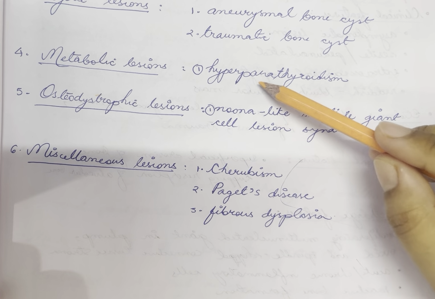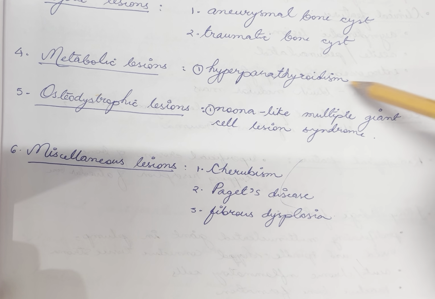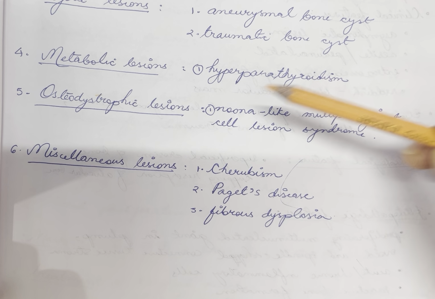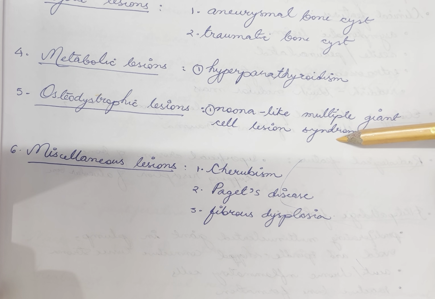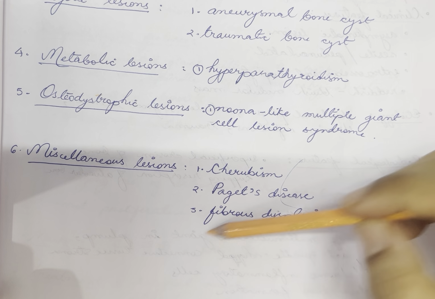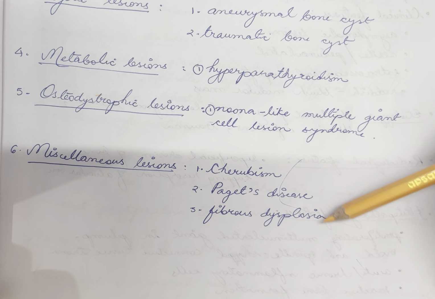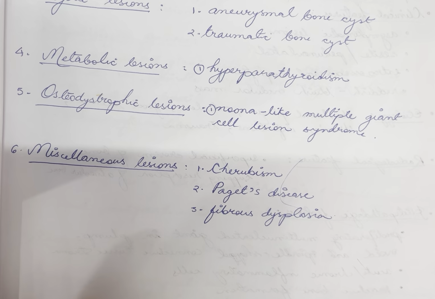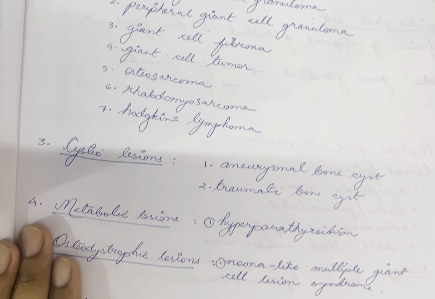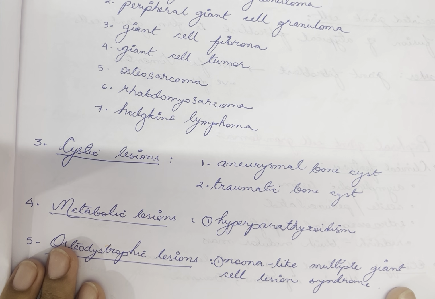Metabolic lesions are hyperparathyroidism. Osteodystrophic lesions are Noonan-like multiple giant cell lesion syndrome, and miscellaneous such as cherubism, Paget's disease, or fibrous dysplasia. This much is till the classification. In the next video, we will cover each lesion in brief.